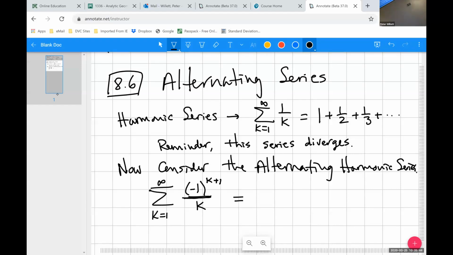So now when k is 1, the -1 is squared and becomes a +1. When k is 2, then my power is 3, and -1 to an odd power of 3 becomes a -1, etc. So this will start now with a +1, and then have a -1/2, and then a +1/3, and a -1/4, etc.